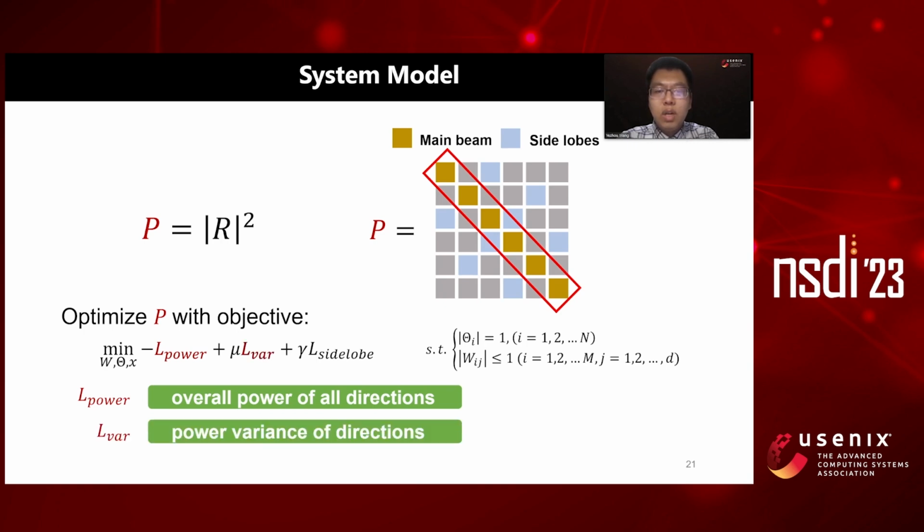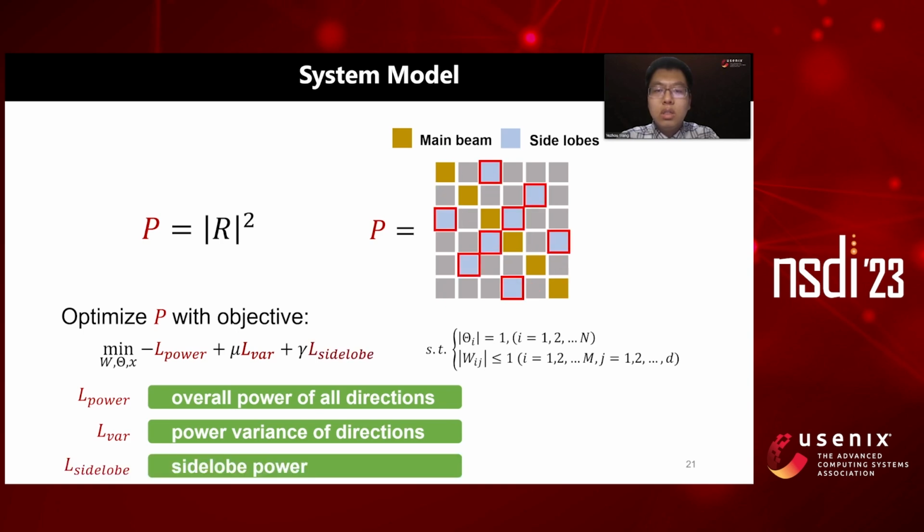The second term is the variance of power over each direction. This part is used to avoid dead zones for certain directions and produce a wide steering angle. The third term is the sum of non-diagonal peaks. It is used to minimize the power side lobes and correct directivity. Putting these three terms together, we get the final optimization model. And we perform joint optimization to get the final speaker codebook W, optimal metasurface theta, and speaker geometry X.